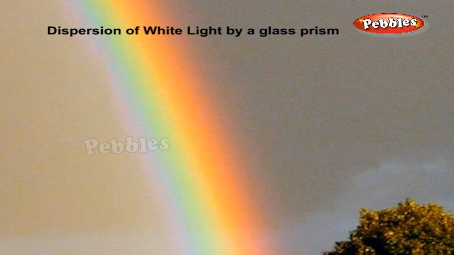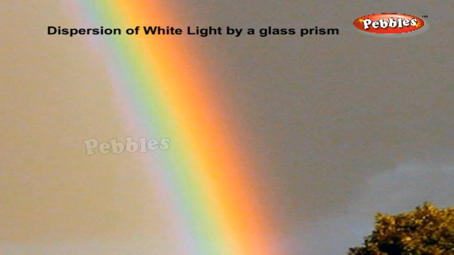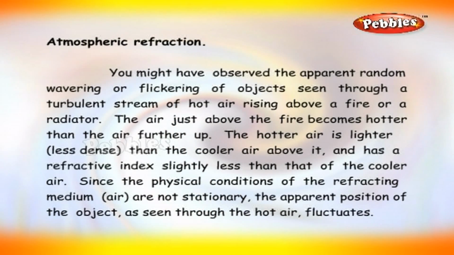You can also see a rainbow on a sunny day when you look at the sky through a waterfall or through a water fountain with the sun behind you. Atmospheric refraction. You might have observed the apparent random wavering or flickering of objects seen through a turbulent stream of hot air rising above a fire or a radiator.